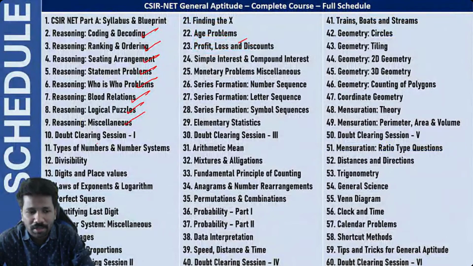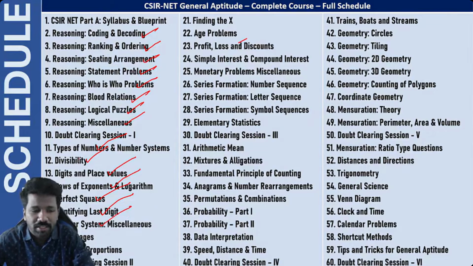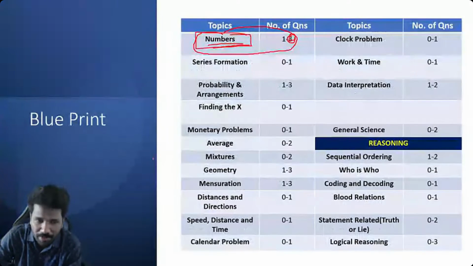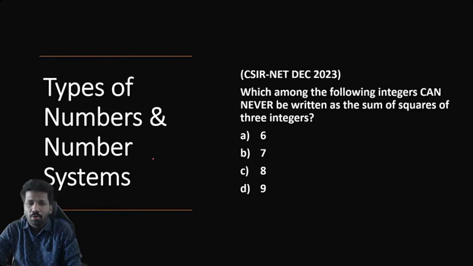For example, types of numbers and number system, divisibility, factors, divisors, etc., digits and place values, laws of exponents, logarithm, perfect square identification, identifying last digit, number system miscellaneous. These are all subtopics of number system. So that itself we will be discussing in 7 separate lectures. I will give you idea about all these types.